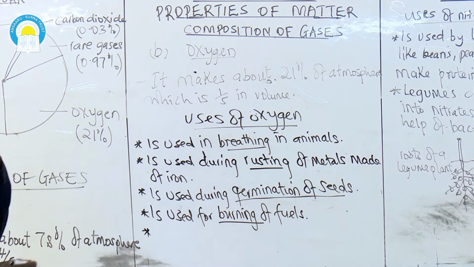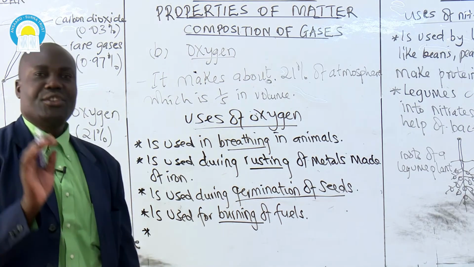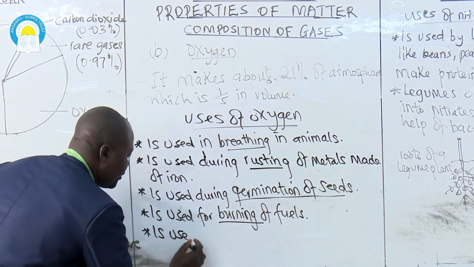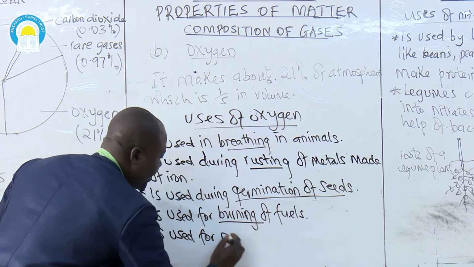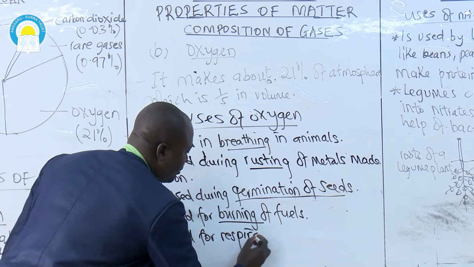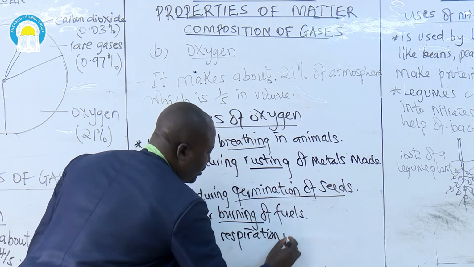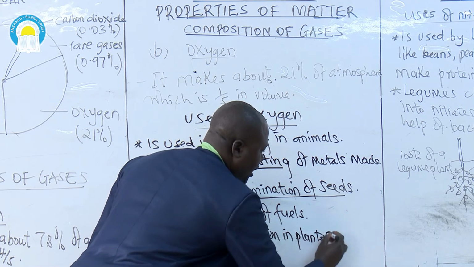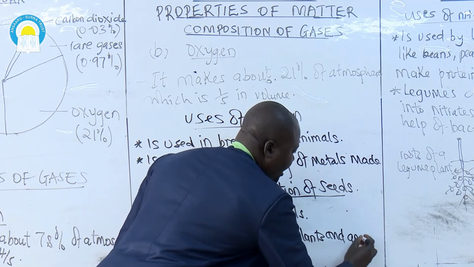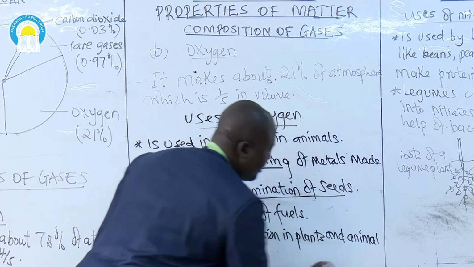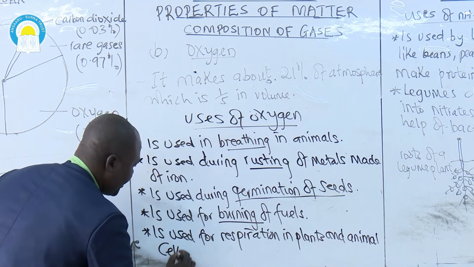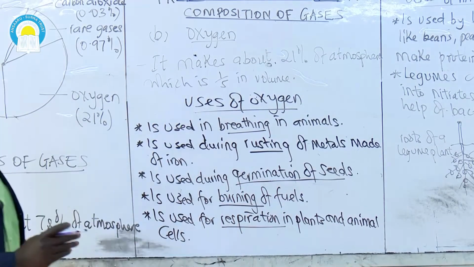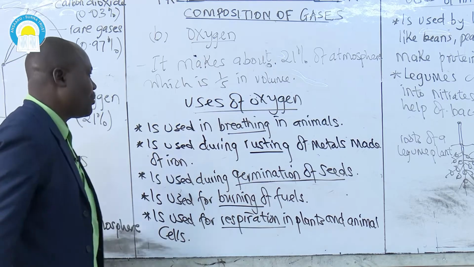Last one, oxygen is used for respiration in plants and animal cells. So the keyword is respiration. So I can emphasize this way.